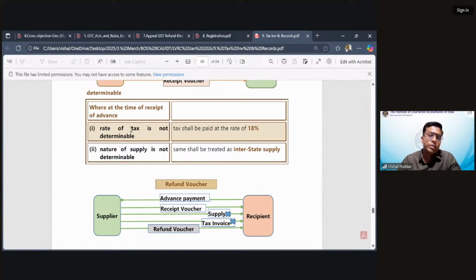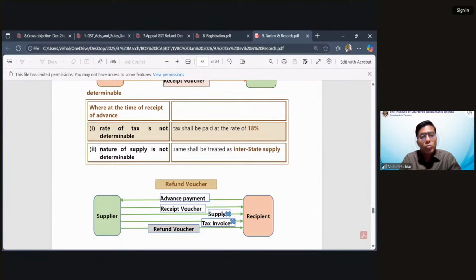In such cases, the law says that for the time being, you pay tax on this advance at the rate of 18%. Now, I hope you all know that there is no tax payment required on advance received against goods. So by default, what we are studying, 18% is applicable only when you are receiving an advance payment against services.